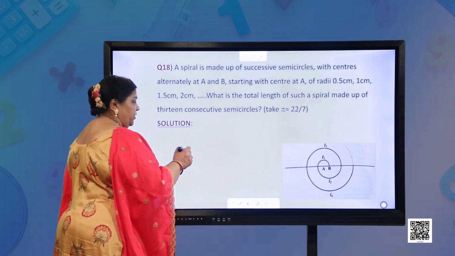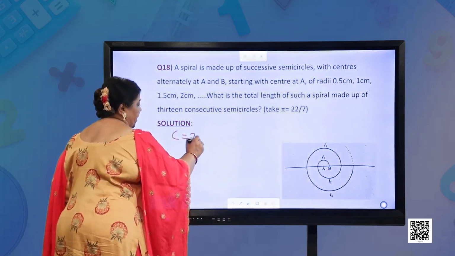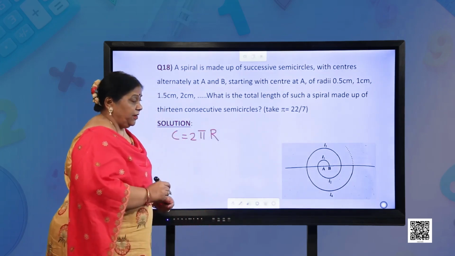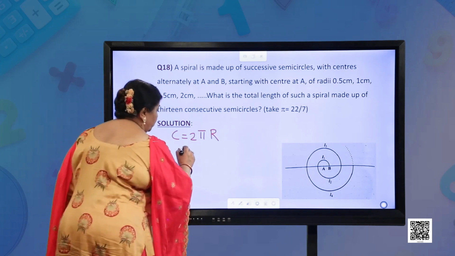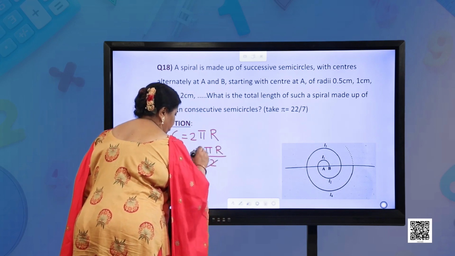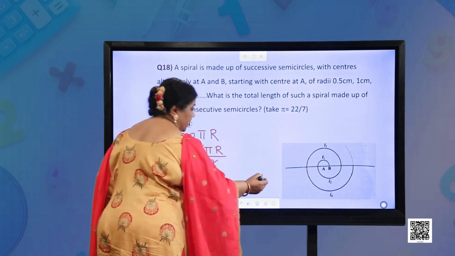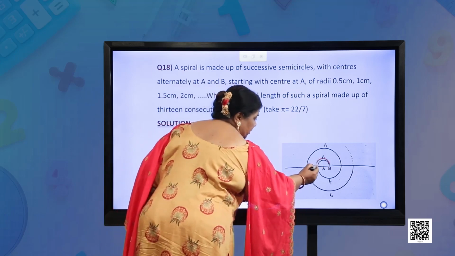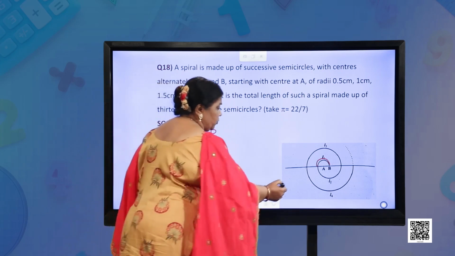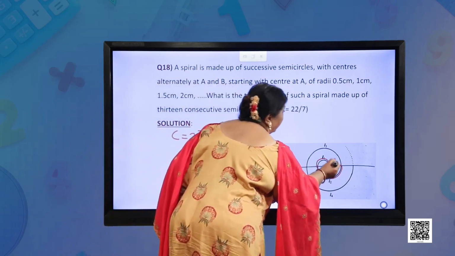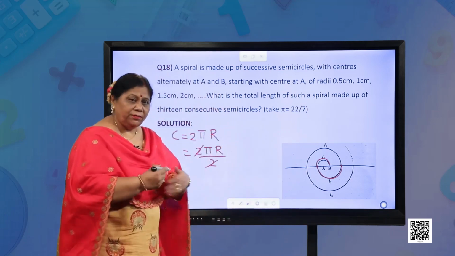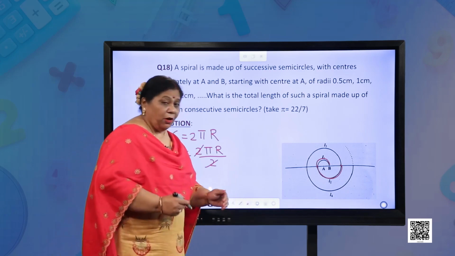So, what is the circumference of a circle? Yes, you are right, it is 2 pi r. If I take the circumference of a semicircle, it will be how much? 2 pi r upon 2, right. So, I will be taking pi r as the circumference of this semicircle, whose radius is how much? 0.5. And for the next one, what will be the radius here? 1 centimeter, and 1.5 for consecutive semicircles. So, it forms an AP.